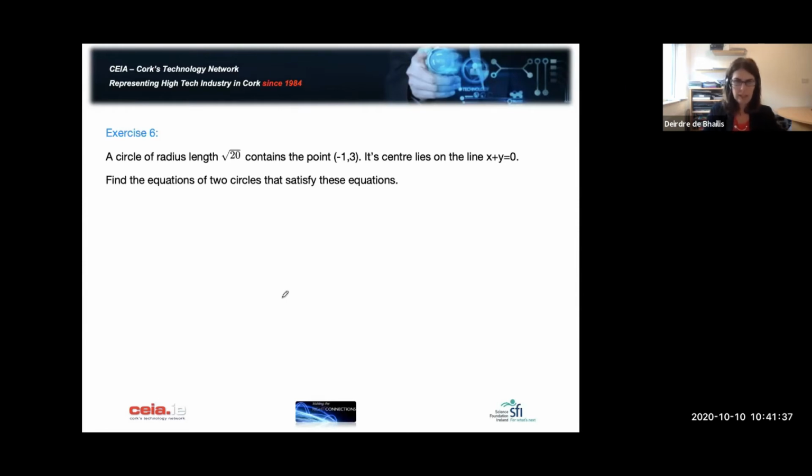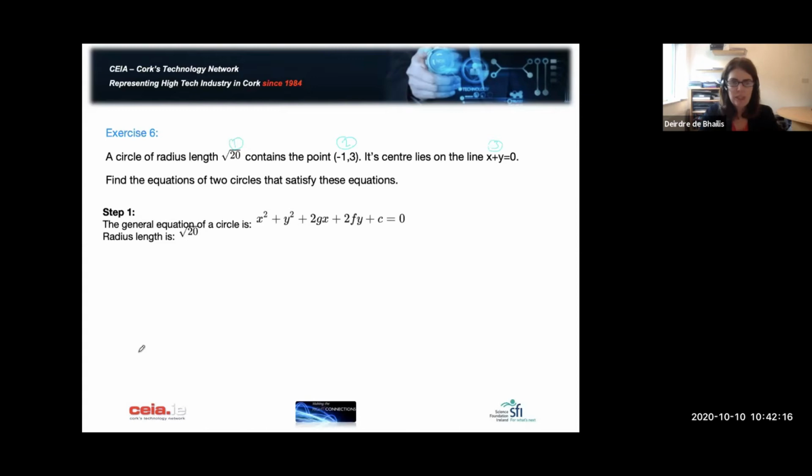So a circle of radius length root 20, there's our first piece of information, contains the point -1 and 3. There's our second piece of information. And its center lies on this line. There's our third piece of information. Now in this exercise, it's saying find the equations of 2 circles that satisfy these conditions. Apologies, the notes are just slightly off there, but I hope you can read them.